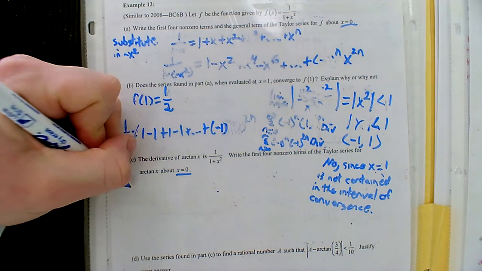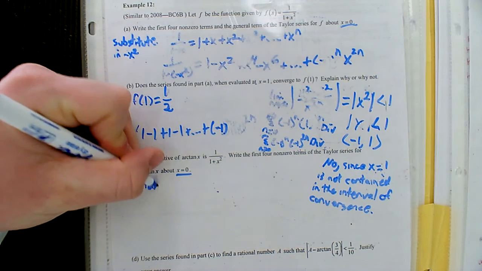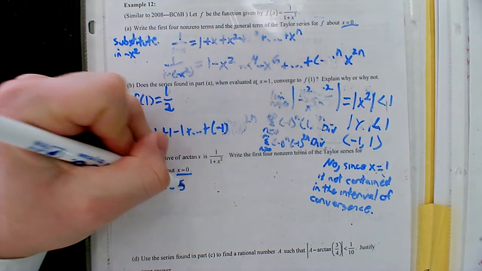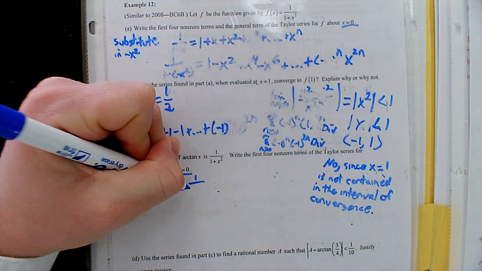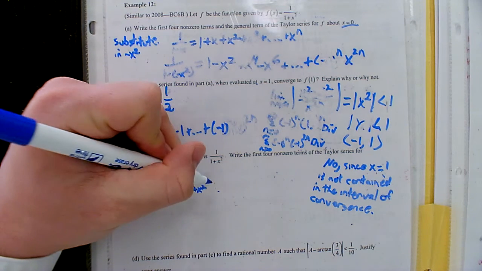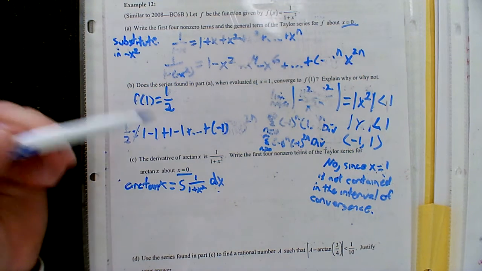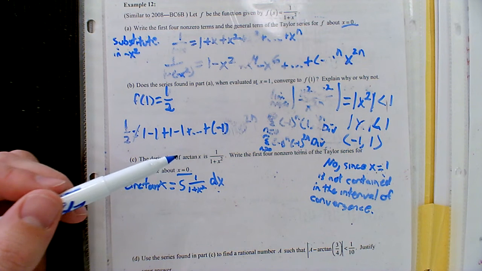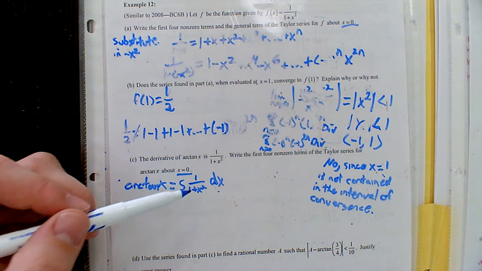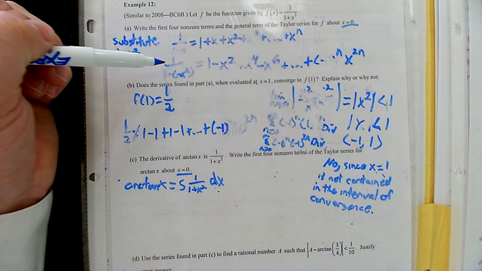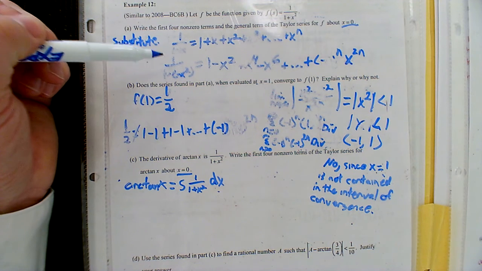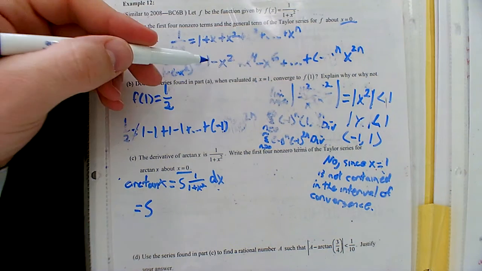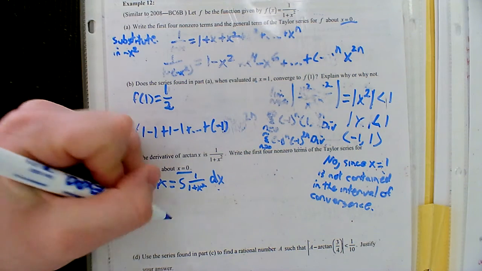Again, that's important. If the center changed to 1, we would not be able to use what we had up above. So they're telling us arctan of x is going to be equal to the integral of 1 over 1 plus x squared dx. Because they're telling you the derivative is 1 over 1 plus x squared. Well, we know what 1 over 1 plus x squared is. We found that up above, in the first part. So we need to find the integral of the first part.